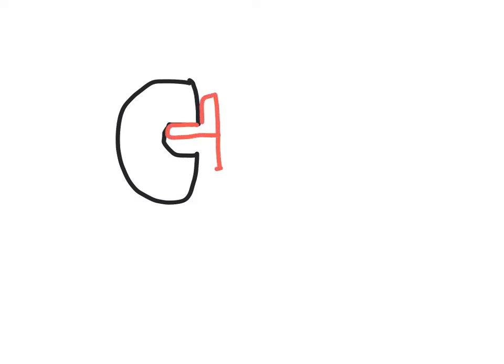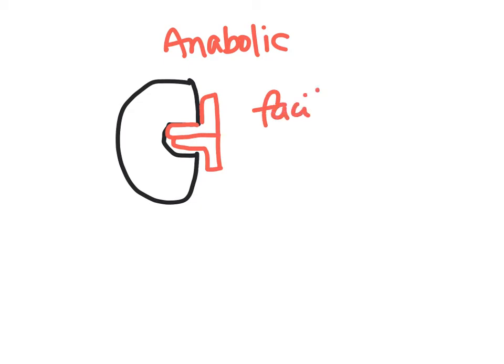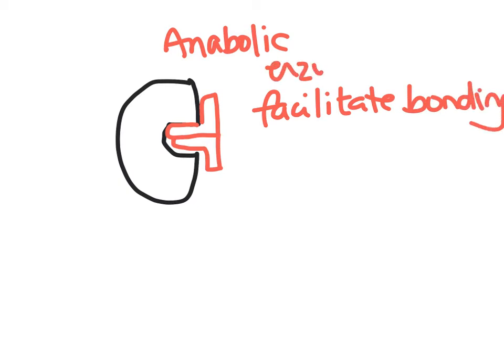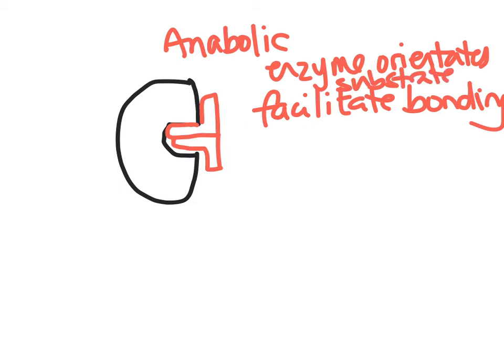If it's an anabolic reaction, which is what we had there, so that's an anabolic, the substrate molecules are orientated in such a way to facilitate bonding. So in other words, the enzyme holds them in such a way to make bonding more likely. So we're saying the enzyme orientates the substrate in such a way to facilitate bonding or to encourage bonding.